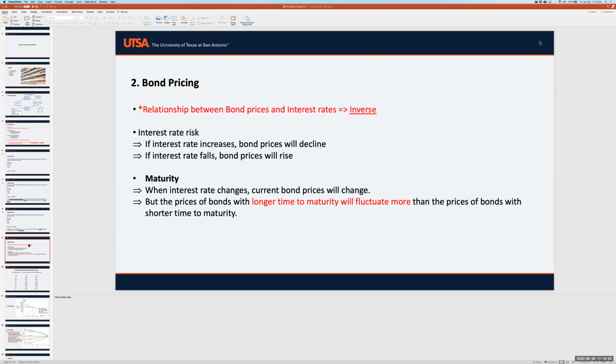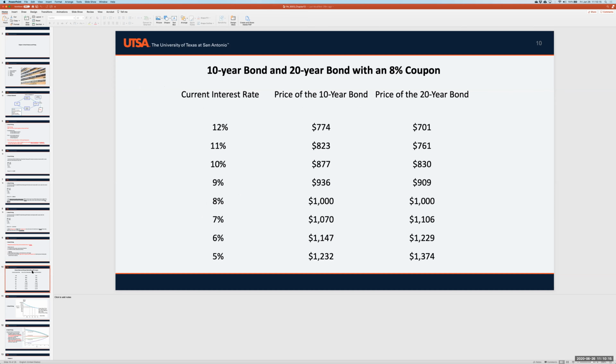What is the maturity concept? When the interest rate changes, the current price will change, but the price of the bond with a longer maturity will fluctuate more than the price of the bond with a shorter maturity. Let me explain by showing this table. So we have current interest rates. These are the different bonds. We have 2 bonds with different maturity dates.